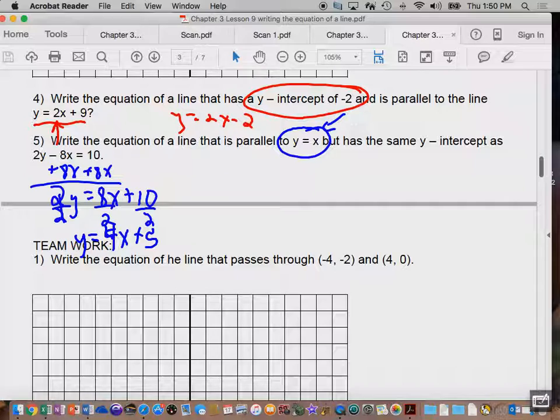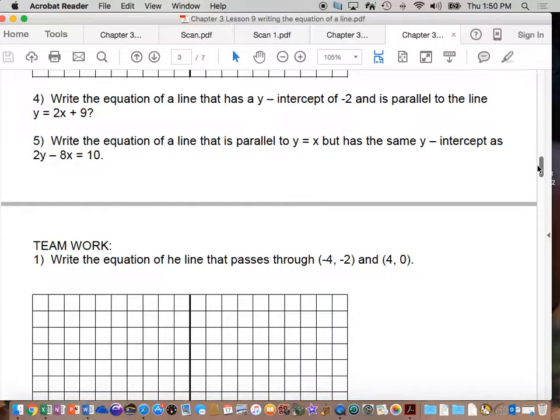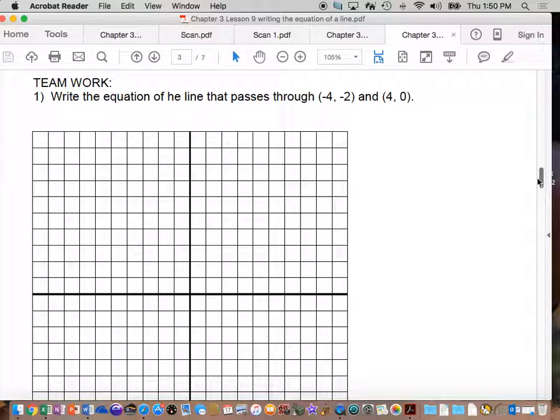So it's parallel to this one. What's the slope of this line? 1. So it's y equals 1x, or just x, and then what's the new y-intercept? Plus 5. Very good. So we can do this by reading the problem on the other one. Now, let's graph this one right here. This one works out beautifully. You can graph this, and you can find the equation of the line. (-4, -2) and (4, 0). Graph those two, draw the line, and then write the equation of the line based on the slope and based on the y-intercept.